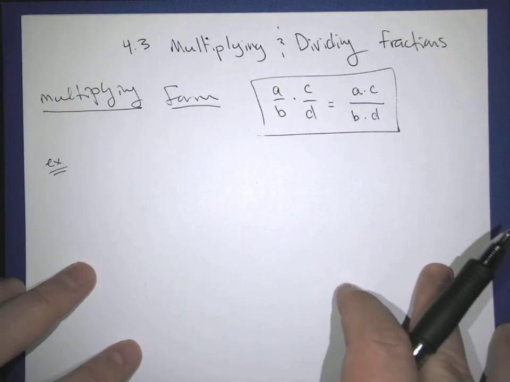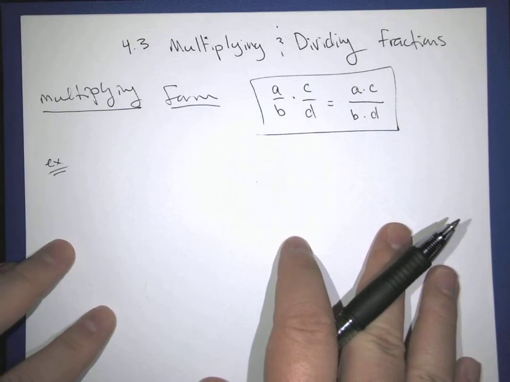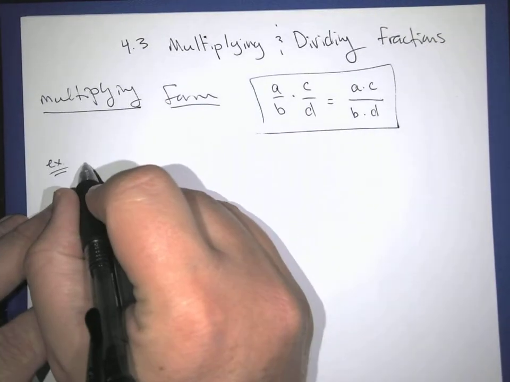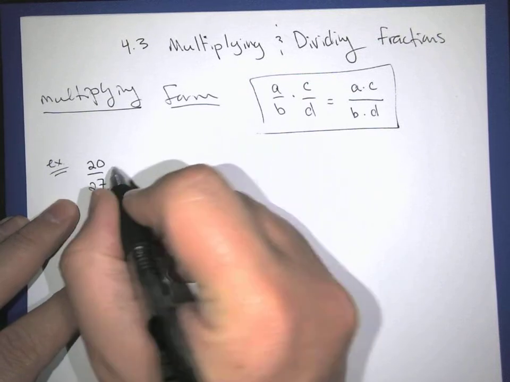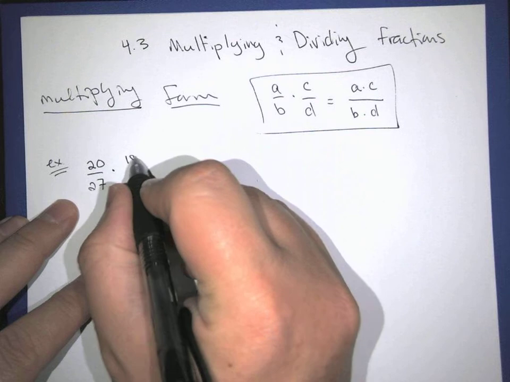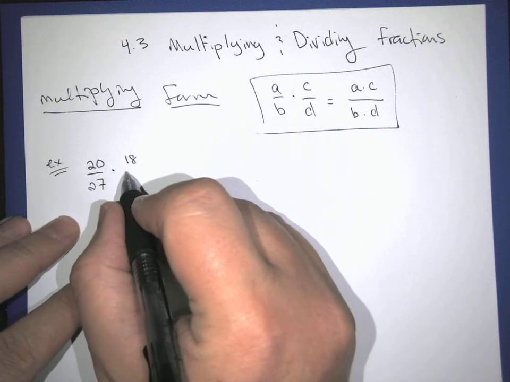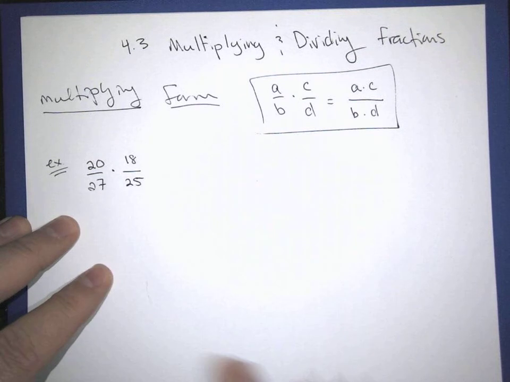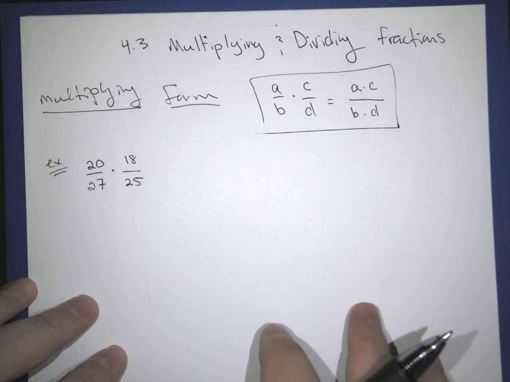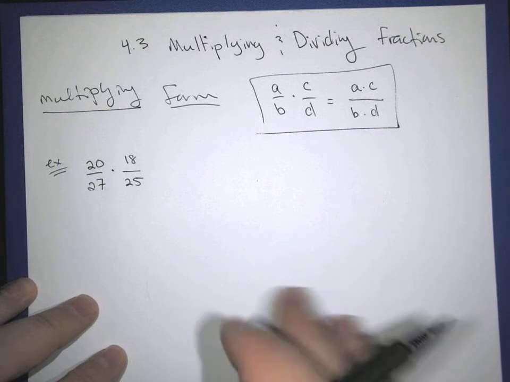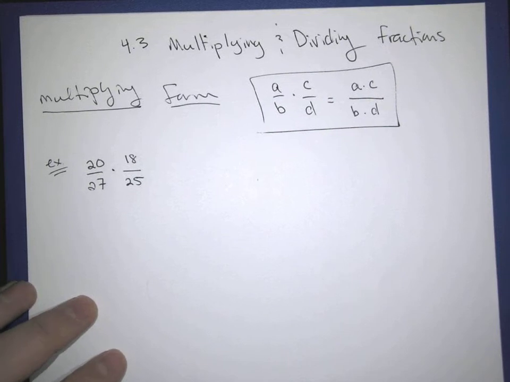So to actually go through this and do the reduction, I think it's going to be easiest if we just do it via an example. So let's start off with something like 20 over 27 times, let's say, 18 over 25 or something, right? So individually, none of those numbers are gigantic. Individually, each of these fractions is already in lowest terms.